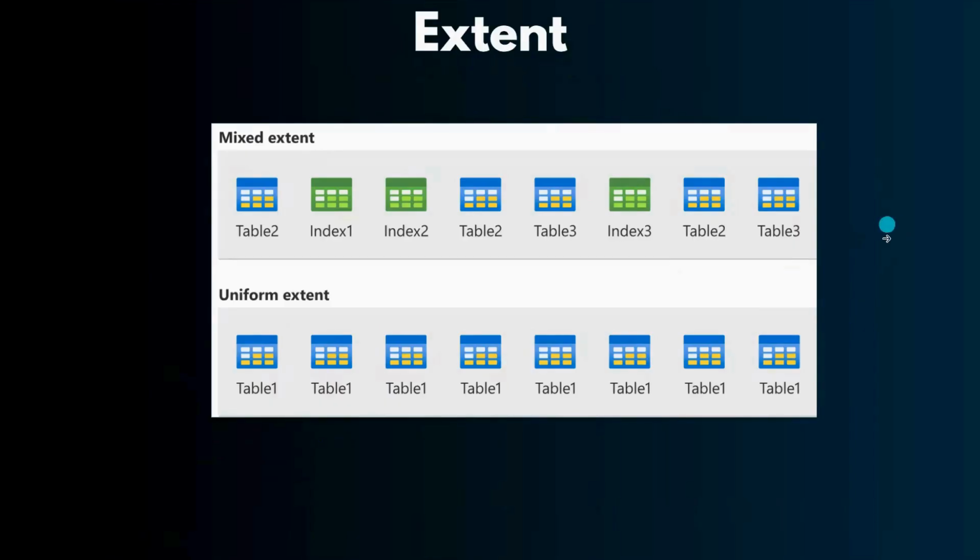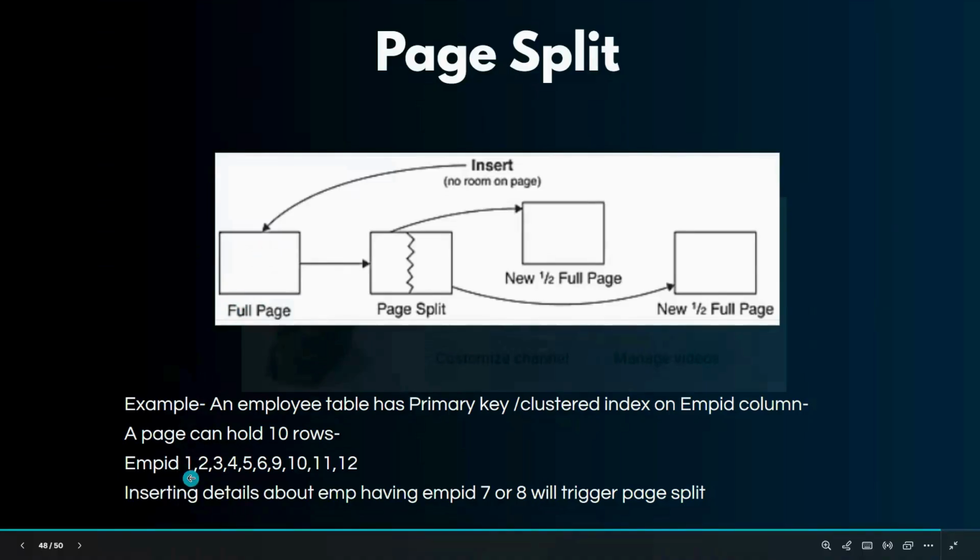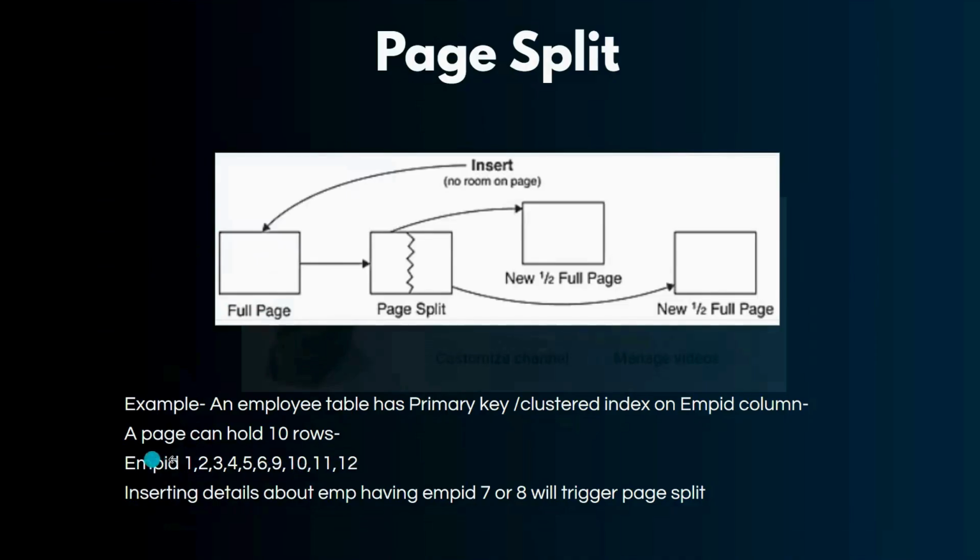Now let's understand what a page split is. A page split can occur in a table which has a primary key or a clustered index. So consider this example where we have an employee table with a primary key or clustered index on the employee ID column, and this page is full and can hold only 10 rows. We already have rows with employee IDs 1, 2, 3, 4, 5, 6, 9, 10, 11, 12. We have all those 10 rows inside this full page.